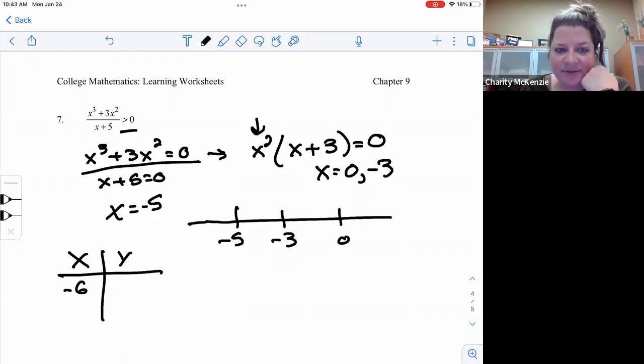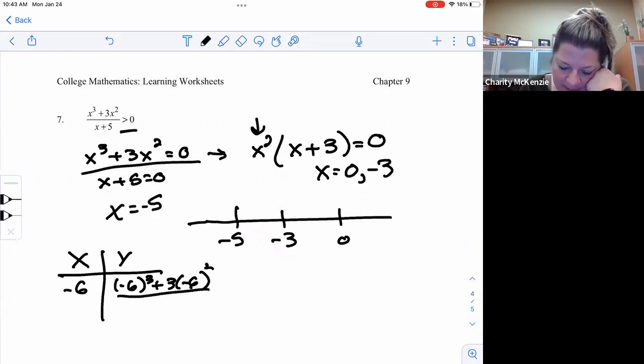Okay, so maybe a -6 is less than -5. So I would have -6 to the third plus 3 times -6 squared, all divided by -6 plus 5. So -6 to the third plus 3 times -6 squared is a negative, divided by negative. That's going to be a positive, which is greater than 0. So that's a yes.